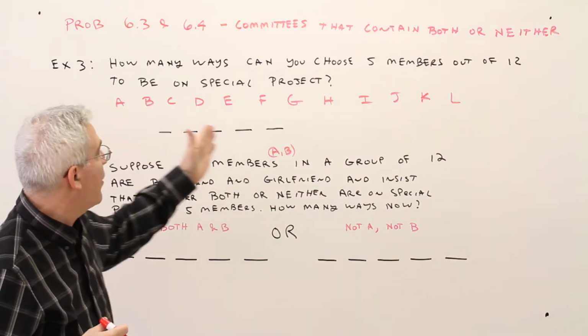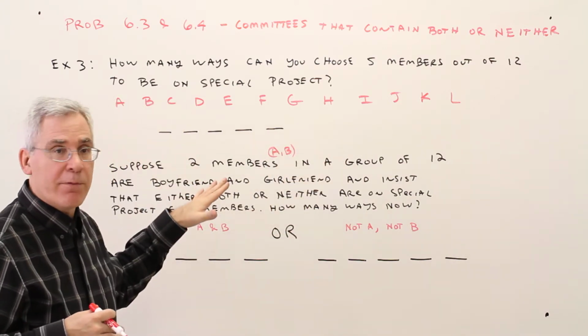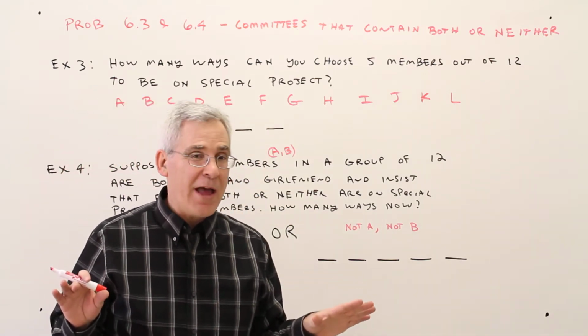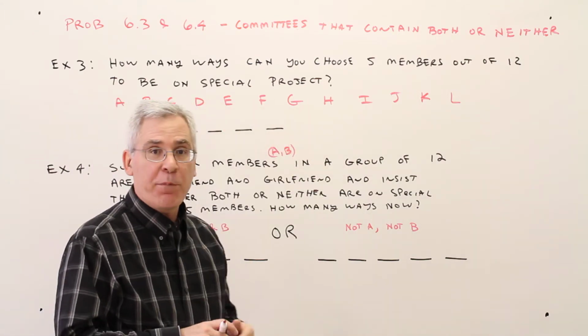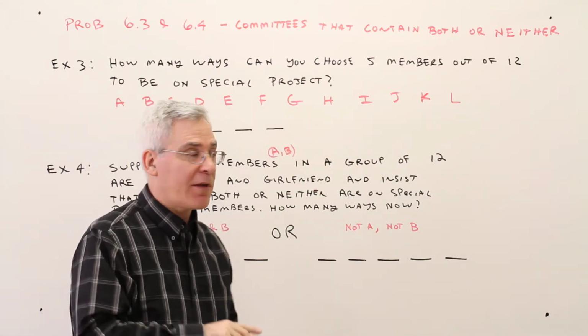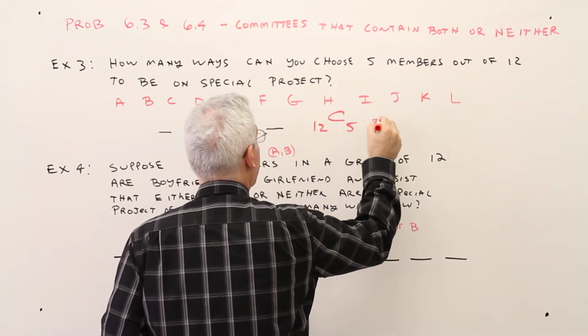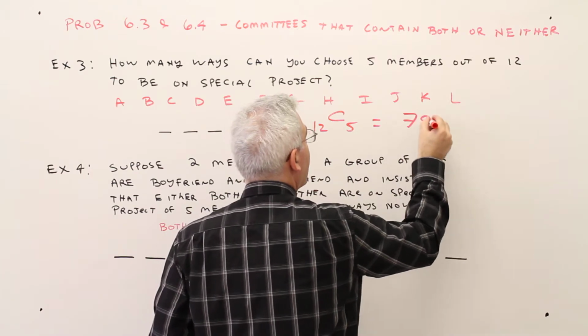How many ways can you choose 5 members out of 12 to be on some special project? Okay, so I just labeled the people A through L, and I just drew a little picture here for a visual. So I've got 5 slots to fill. Order does not matter. So it's just going to be, hey, out of these 12 people, choose 5. That's a combination. So out of 12 people, choose 5. And if you compute that, you get 792.